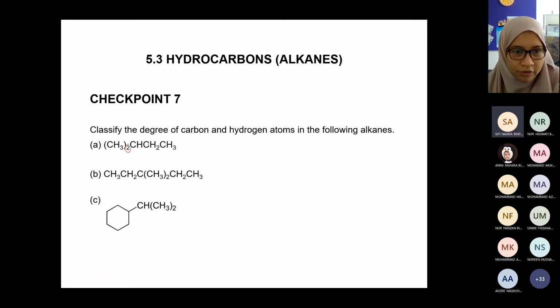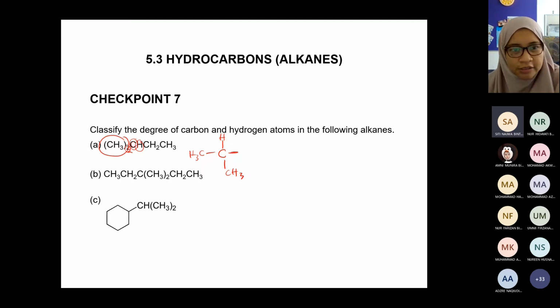So let's draw this in an expanded mixed version. This C is attached to, let's draw its 4 arms first. It's attached to hydrogen obviously here. So we have 1 hydrogen. And then it's also attached to 2 CH3 there. Two CH3, meaning CH3 and another CH3. Right?